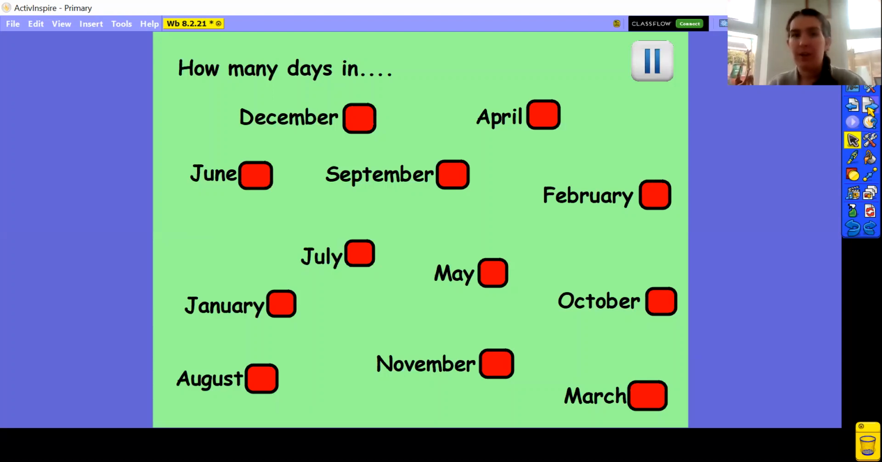Okay, let's have a little look then. So December, there are 31 days. April has 30 days. June has 30 days. September also has 30 days. February is our special one. February has 28 days, except for a leap year when it has 29.